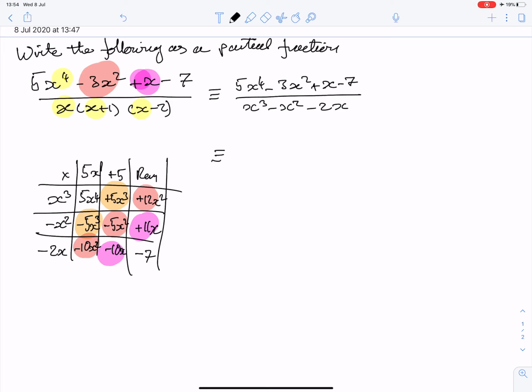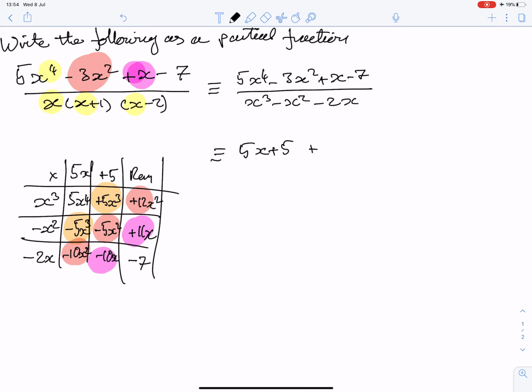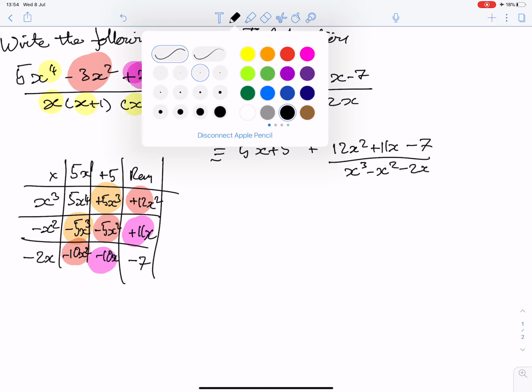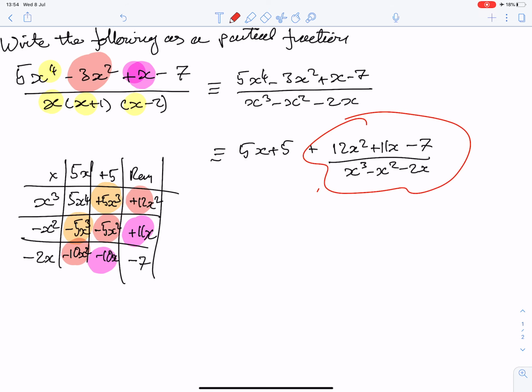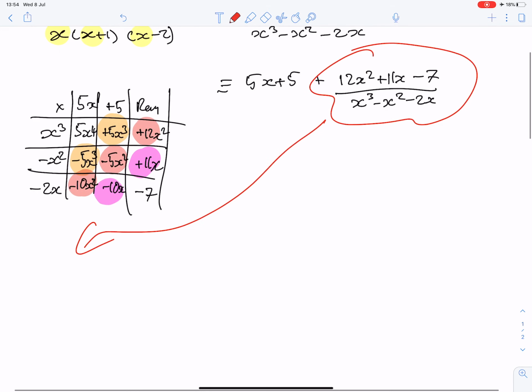So we've now got 5x plus 5 plus, sorry, made a mistake there, need the whole thing, plus 12x squared plus 11x minus 7, which still got to be divided by x cubed minus x squared minus 2x. So we need to take this section and do our partial fraction.